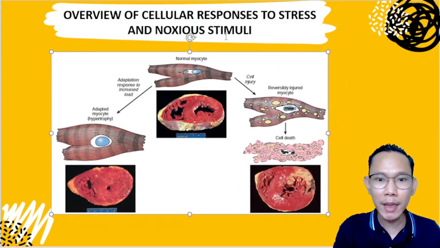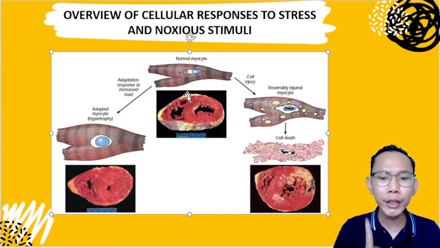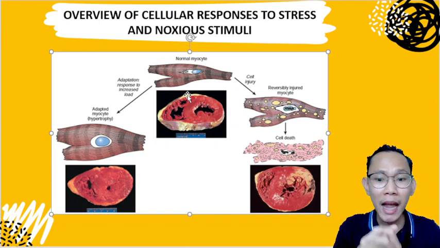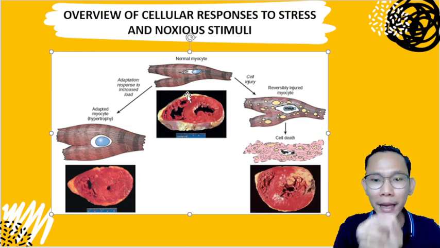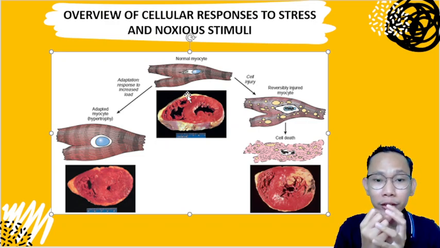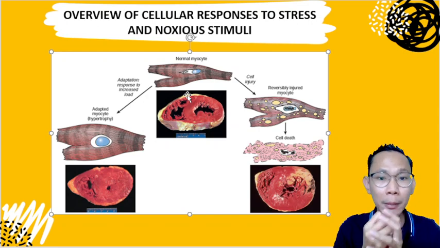Let's take a look at this example. This is your myocyte. This is actually your heart. This is the normal gross anatomy of your heart, the normal myocyte. So when your heart is being exposed to different stresses, for example, there is increased blood pressure. Anong nangyayari pag mataas ang blood pressure? Then the heart must exert greater mechanical effort para makapag-transport siya ng blood all throughout the body because of the increased blood pressure.